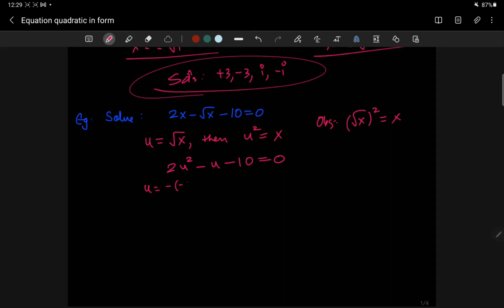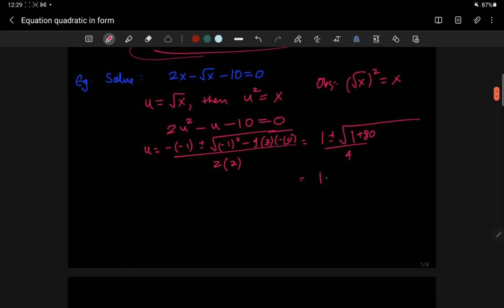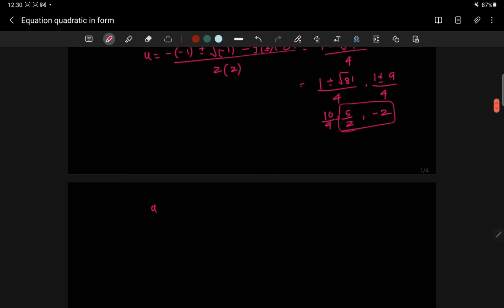This would be negative of negative 1 plus or minus the square root of negative 1 squared minus 4 times 2 times negative 10, over 2 times 2. That's 1 plus or minus, negative 1 squared is 1, plus 4 times 8 times 10, which is 80, over 4. So 1 plus or minus root 81 over 4, which is 1 plus or minus 9 over 4. So we either have 1 plus 9 over 4, which is 10 over 4 or 5 over 2, and 1 minus 9 over 4, which is negative 8 over 4, which is negative 2. But of course, we're not yet done, right? So we have u equals 5 halves or u equals negative 2.